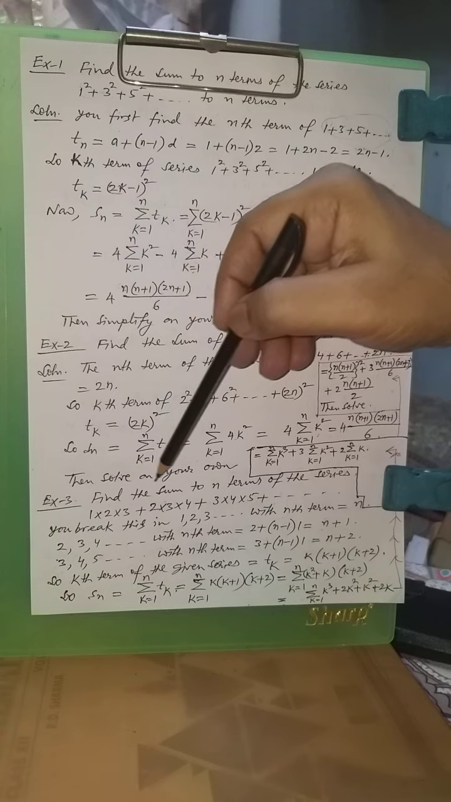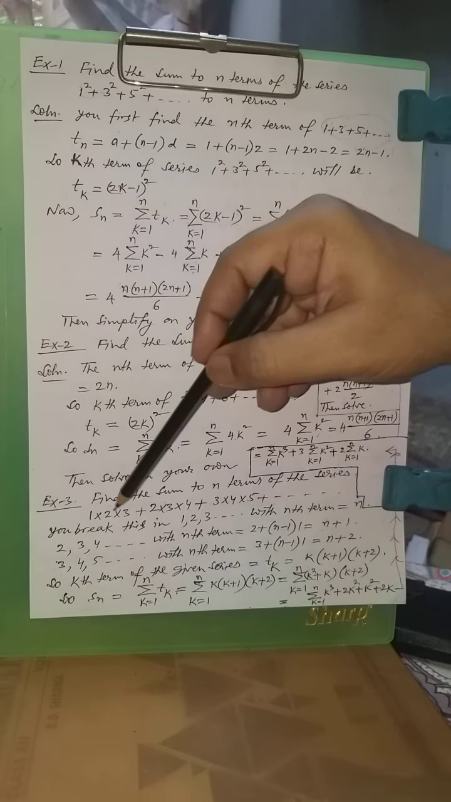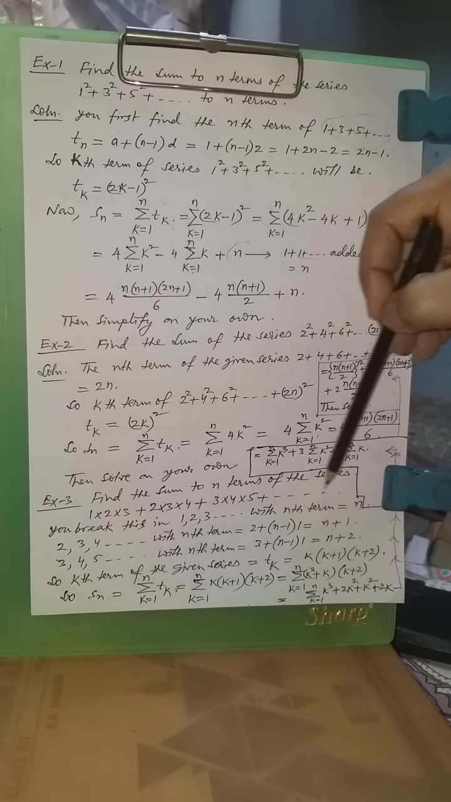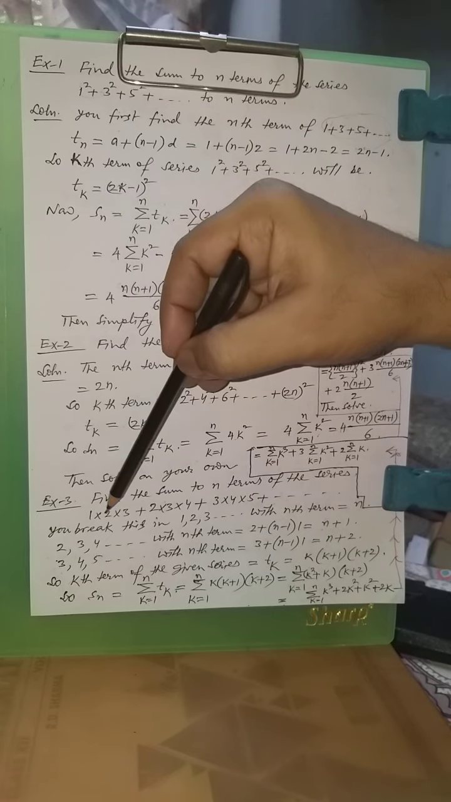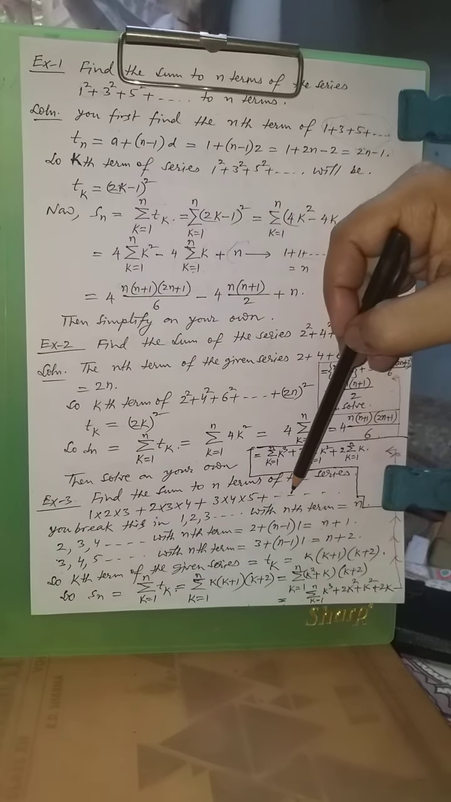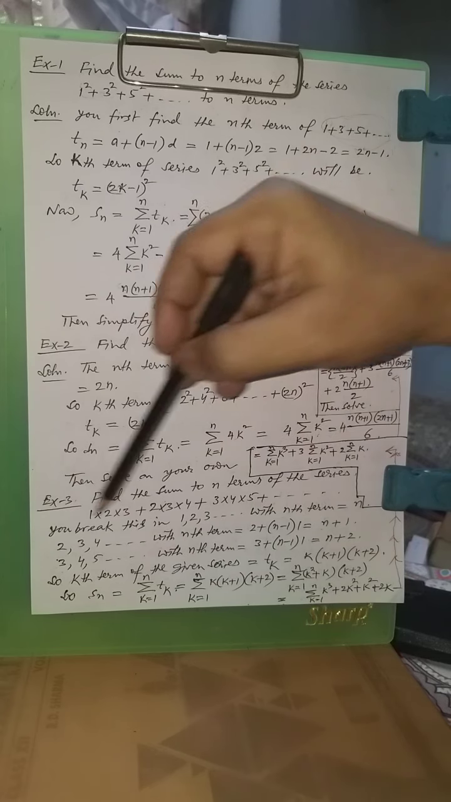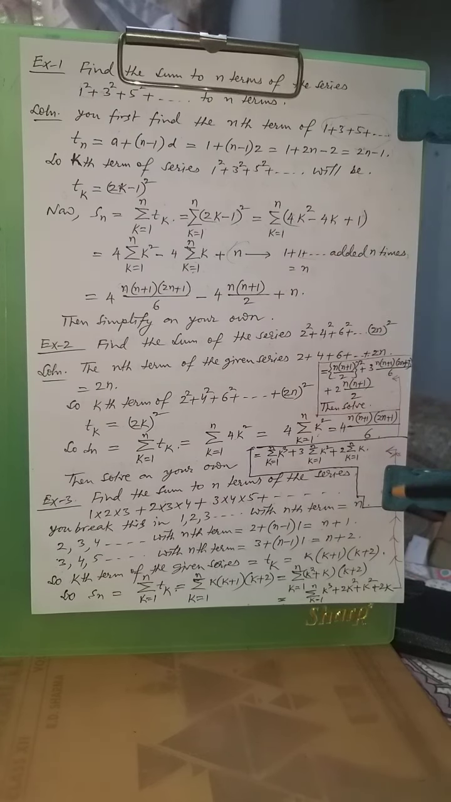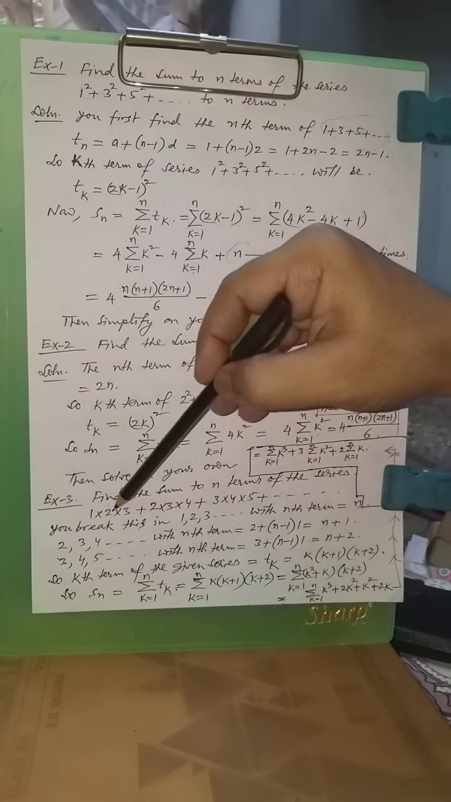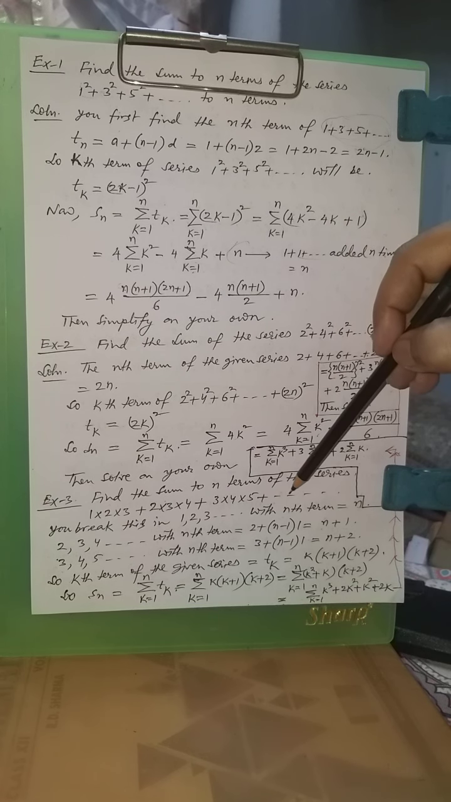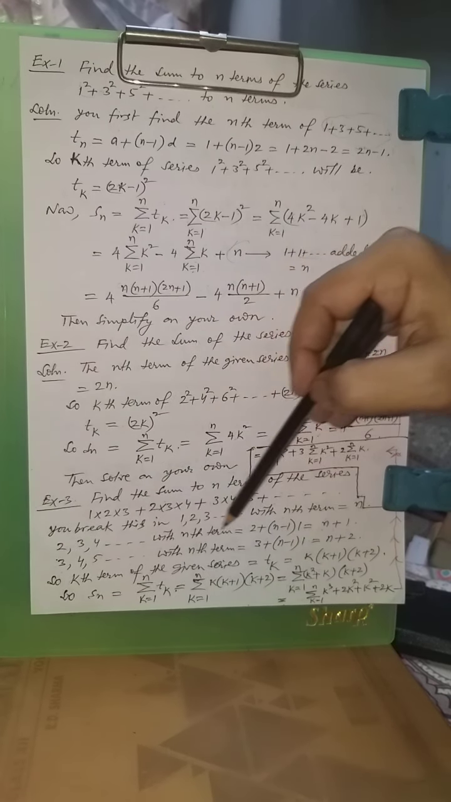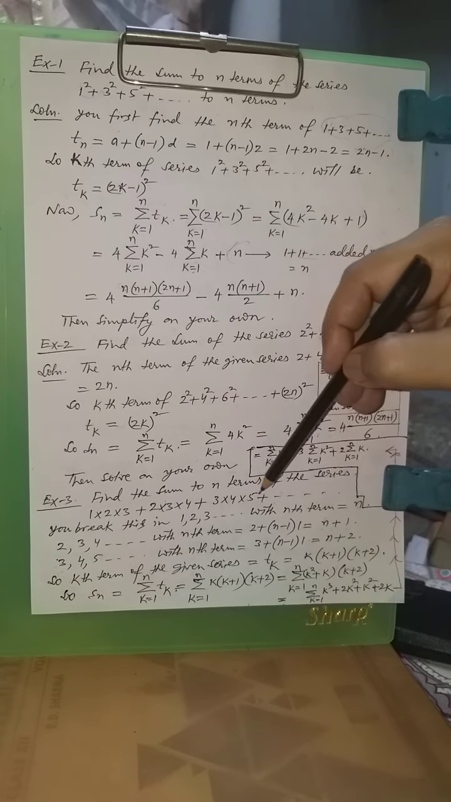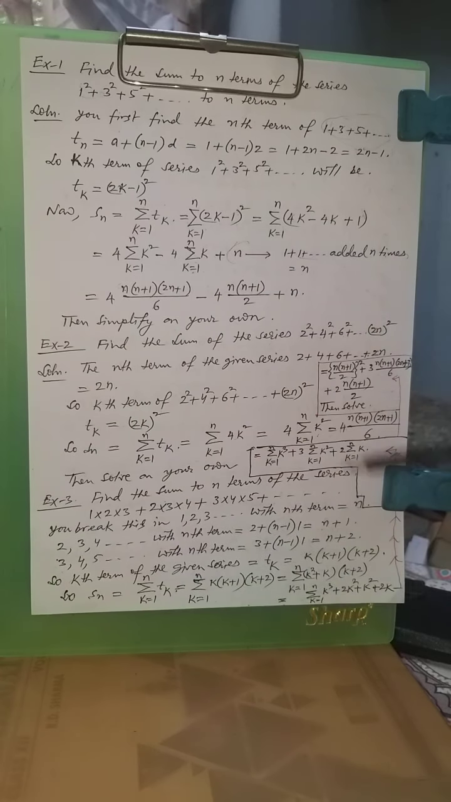The next example I have taken is: find the sum to n terms of the series 1 into 2 into 3 plus 2 into 3 into 4 plus 3 into 4 into 5 and so on. Now you see this 1, 2, 3, after that you will have the first factor as 4. The nth term of the sequence 1, 2, 3, 4 will be equal to n. Then 2, 3, 4, then next 5 and so on, the nth term of that will be equal to n plus 1. Similarly this 3, 4, 5 and so on, the nth term will be taken as n plus 2.